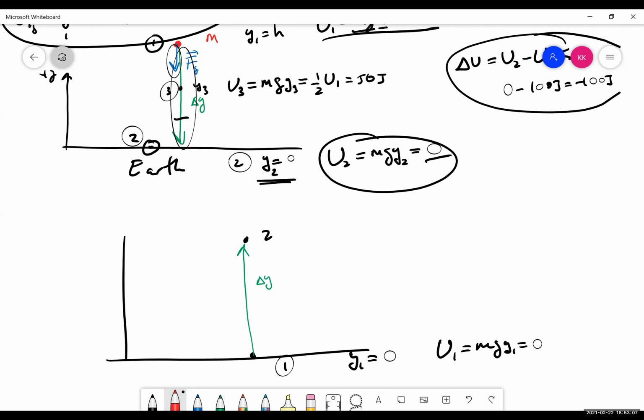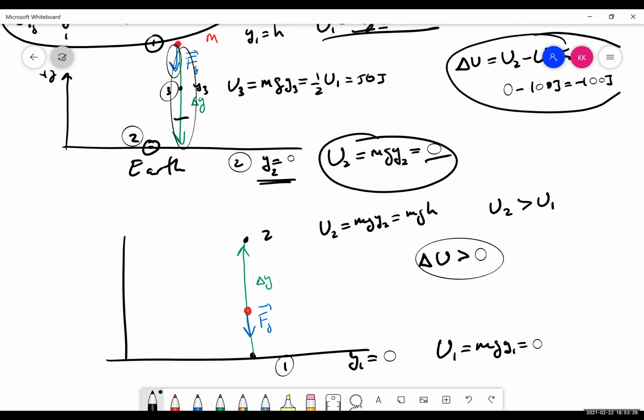But the entire time as the object is going up, the gravitational force is still acting in the opposite direction. As I go to point 2, my potential energy, mgy2, which is less than mgh, is going to be higher, right? So u2 is greater than u1. That means delta u is now a positive quantity. Delta u is positive, but then the work done by the gravitational force is going to be negative.